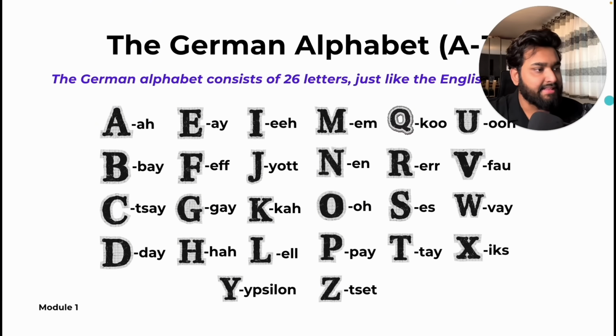Okay. Then you have X. You don't say X, you say X, okay? And then the last ones, Y and Z. Y, you would say in German Ypsilon, okay? And Z, you would say Z. Like in C, say. Similar, you would start with T and then say set, okay?